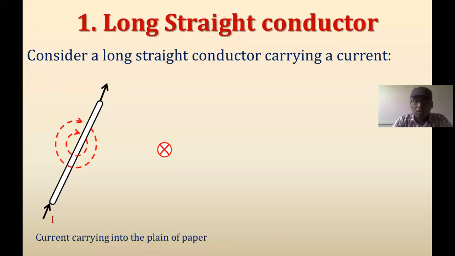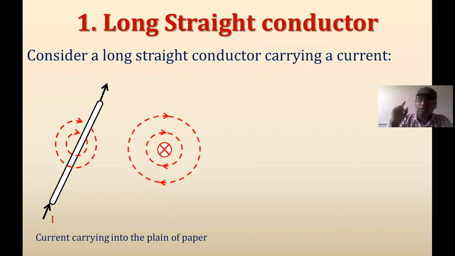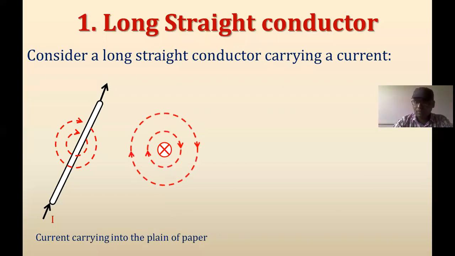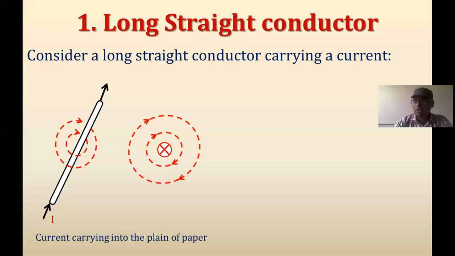Get my point? So when we consider that the current is flowing into the plane of paper, this cross is nothing but the current flowing into the plane of paper. Due to that current, the magnetic field around it is always in concentric circles, as I rightly mentioned. So this is the resultant shape of the magnetic field due to a long straight conductor.